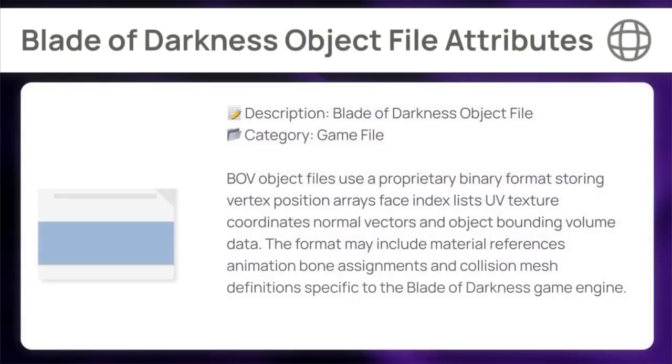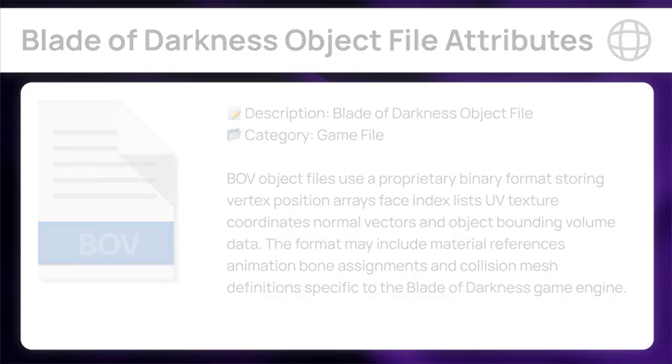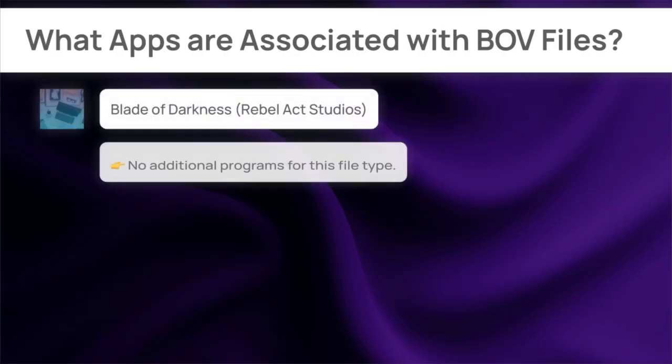BOV object files use a proprietary binary format, storing vertex position arrays, face index lists, UV texture coordinates, normal vectors, and object bounding volume data. The format may include material references, animation bone assignments, and collision mesh definitions specific to the Blade of Darkness game engine. The direct link for opening BOV files is established with Blade of Darkness from Rebel Axe Studios.